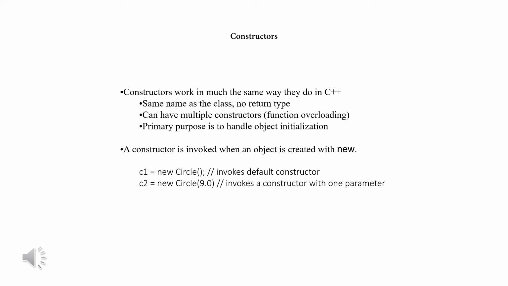For example, here we have c1 = new Circle(), or c2 = new Circle(9.0). So the first one, new Circle, invokes the first constructor that has no parameter, and the second one invokes the second constructor that receives r as the input. Right here, 9 is actually that radius.